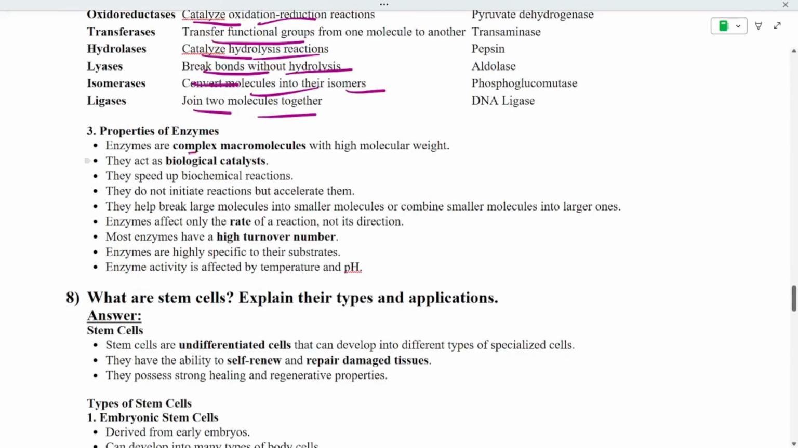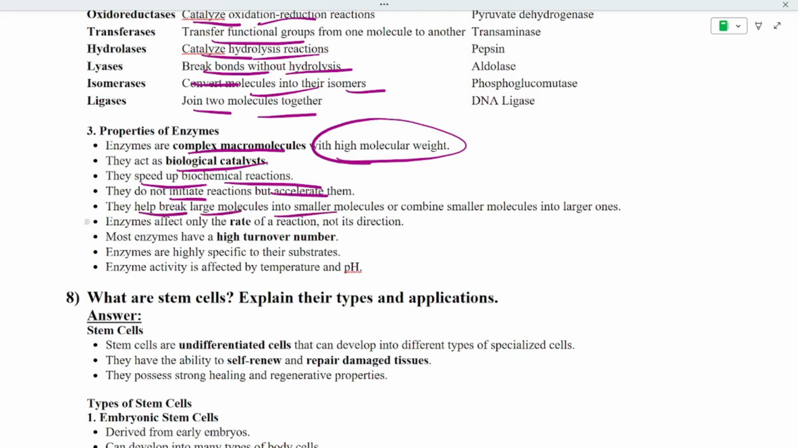Properties: they are complex macromolecules with high molecular weight. They act as biological catalysts and speed up biochemical reactions. They do not need any initiation reaction, but will accelerate them. They help to break large molecules into smaller ones and combine small ones into larger ones.